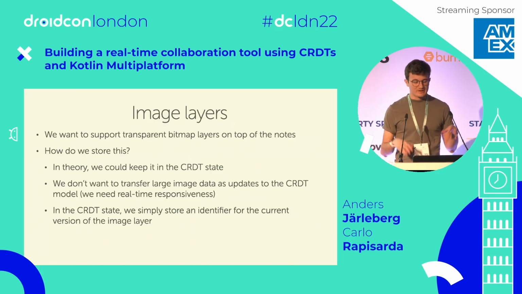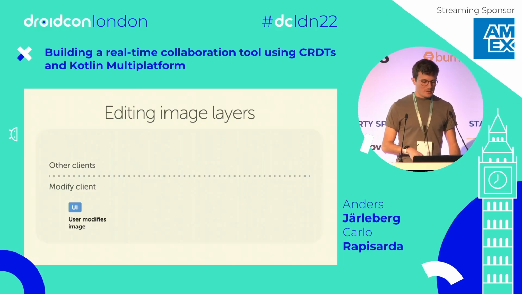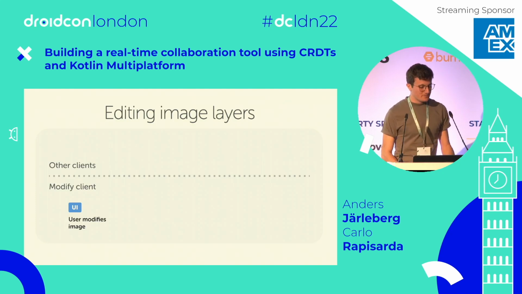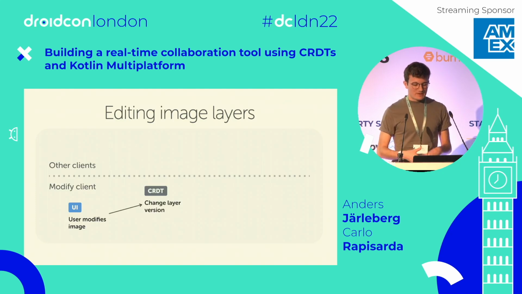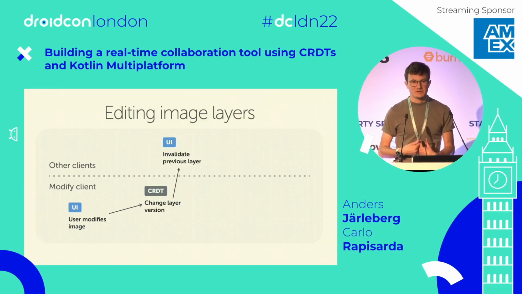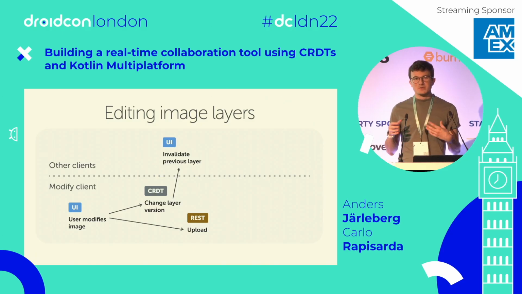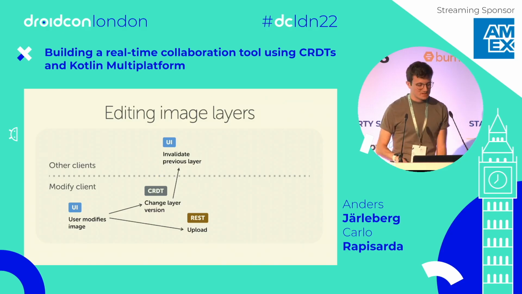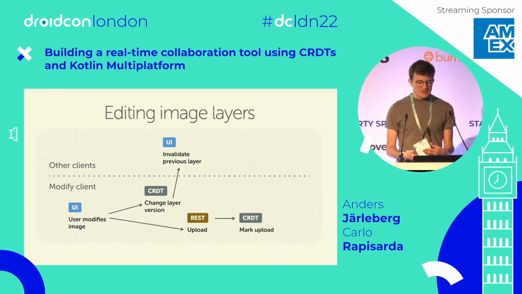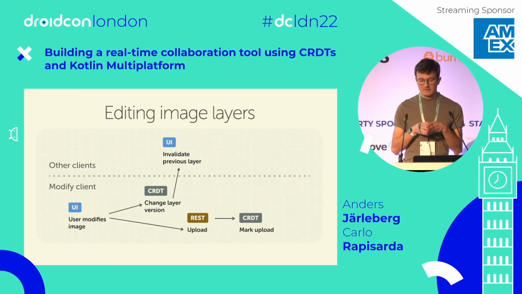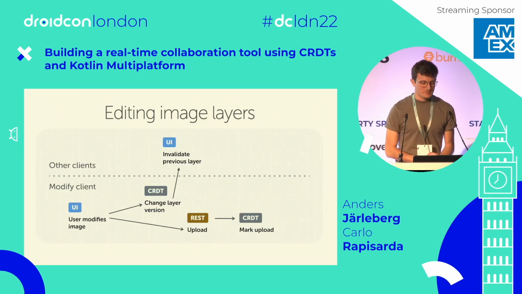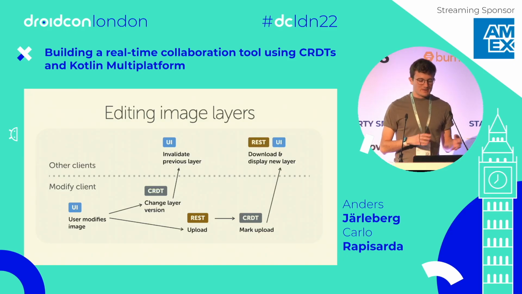This is an example of external data sources. It works a little bit like this. Every time a client updates the image, they generate a new ID and set it in the CRDT state. And this tells other clients that the previous image layer is no longer valid. At the same time, we upload the image out of band using a simple REST API. And whenever we're done uploading, we update a grow-only set with the layer ID we had generated before. And this tells other clients that the new image is now ready to be downloaded and displayed.